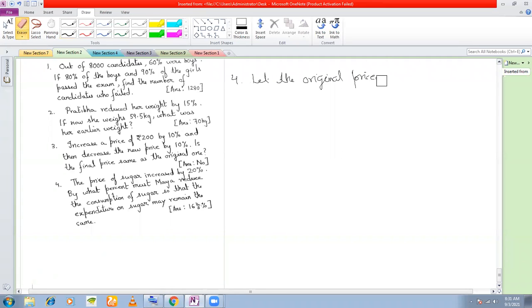Sir, can't we do it by taking it as X? X will be a little difficult. Difficult in the sense the calculation will be more. I'll show you with X also. Let the original price of sugar be 100. Now the price of sugar increases by 20%. So what is the new price?